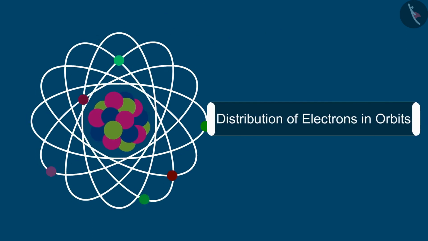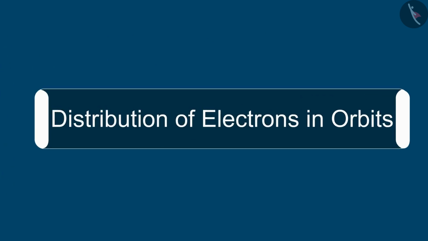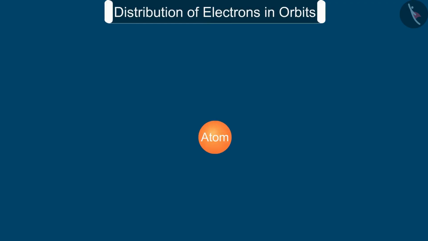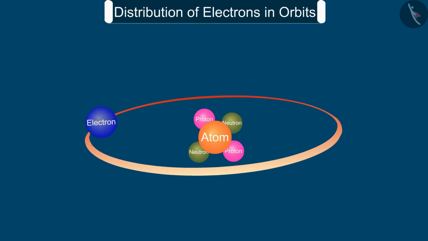In this video session, the topic we are going to study is the distribution of electrons in orbits. We also know it as electronic configuration. In the previous video, we saw that the protons and neutrons in an atom exist in its nucleus, and electrons revolve around the nucleus in well-defined orbits. Let us now see how electrons are distributed in different orbits of an atom.